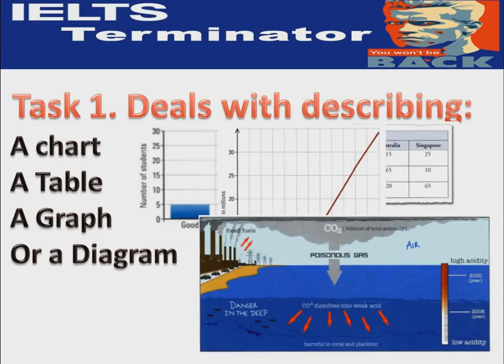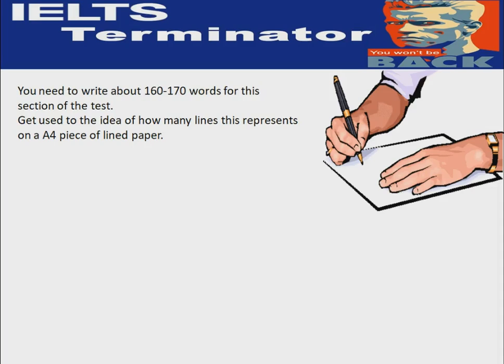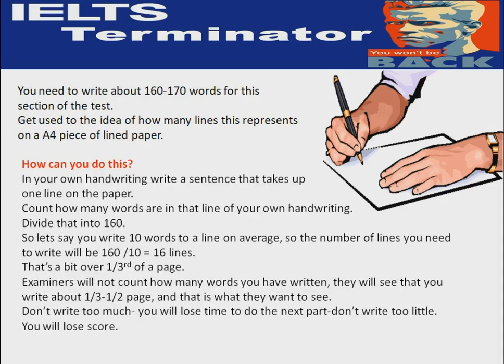You need to write about 160 to 170 words for this section of the test. Get used to the idea of how many lines this represents on an A4 piece of lined paper. How can you do this? In your own handwriting, on a piece of A4 lined paper, write a sentence that takes up one line of the paper, or maybe longer. On that line, count how many words are in that line of your own handwriting, and divide the number of words on that line into 160.